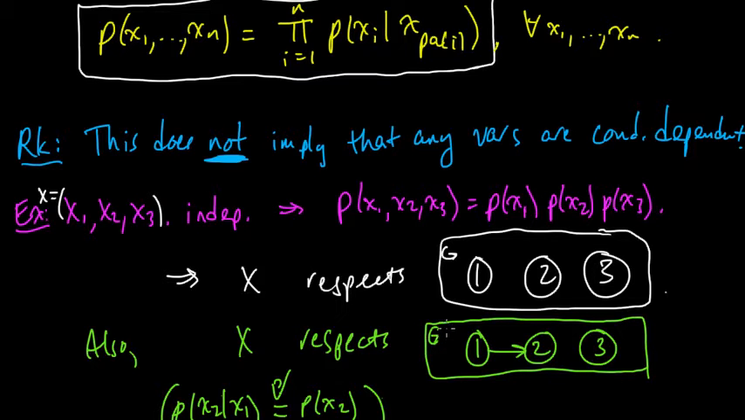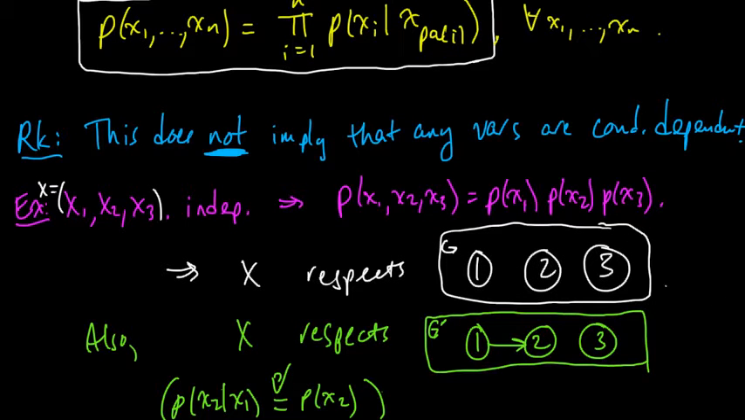Let's call that G prime. And I claimed that x also respected this. The reason why is because, let me try to squeeze both of these formulas on the same page. If we wrote, we wanted this factorization to look like this thing, because that's the definition.